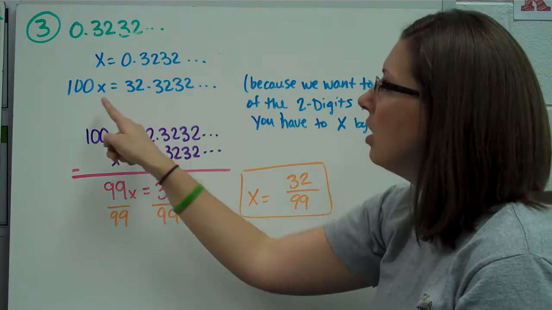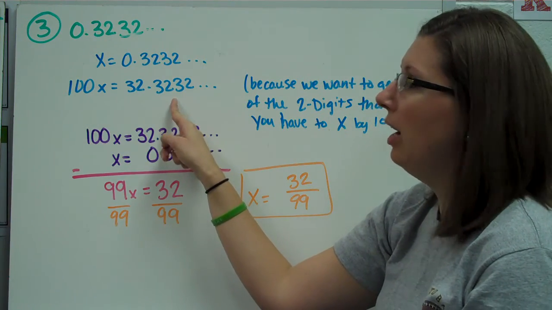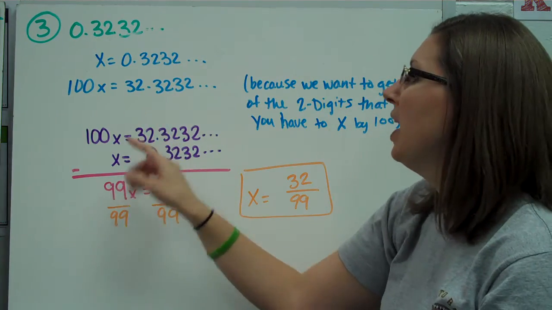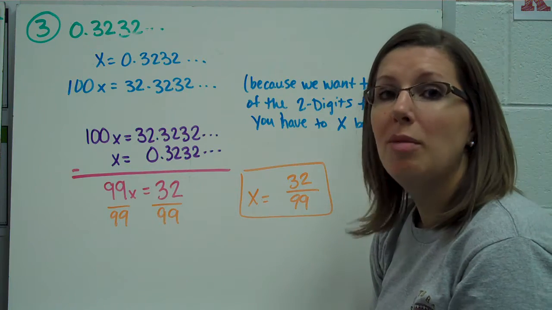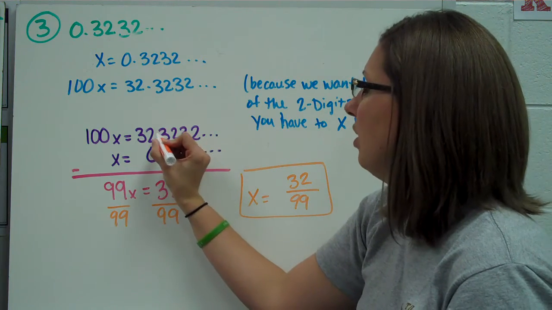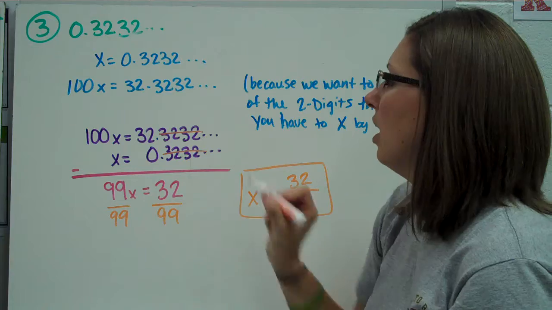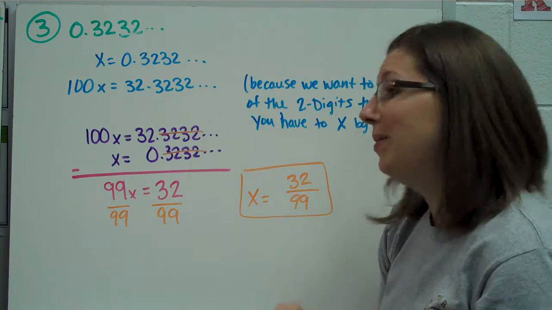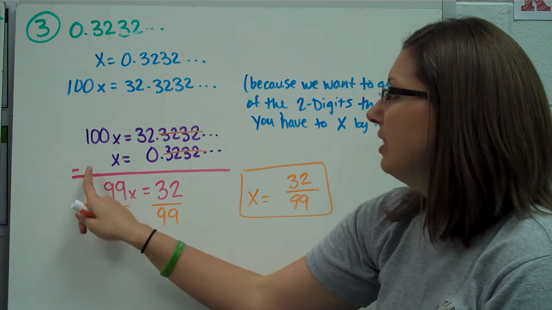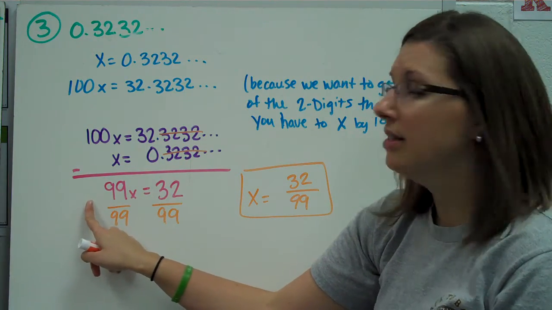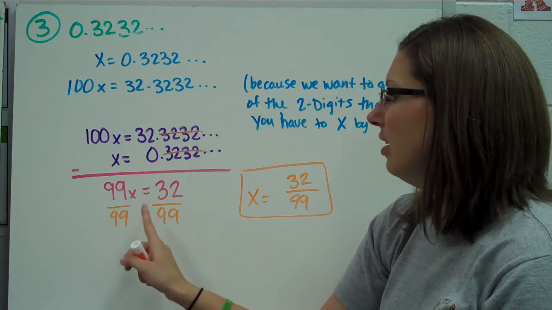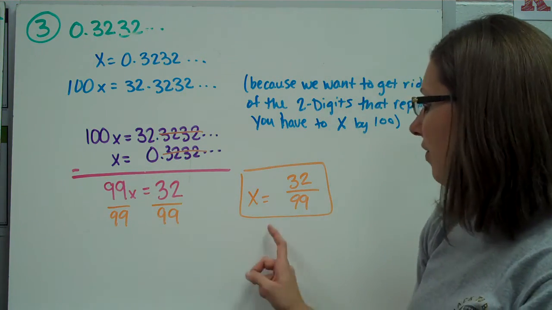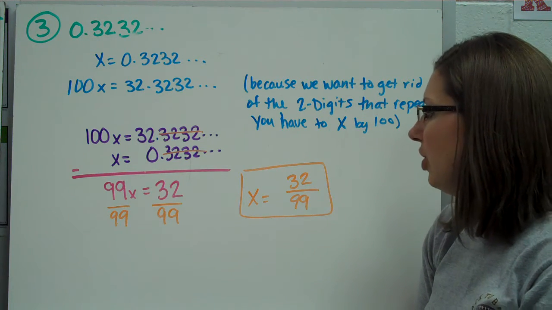So here's my 100x equals 32.323232... I set them up to subtract, just like in the other problems, and look, the repeating part cancels out. That's what we want. So 100x take away x is 99x. 32 take away nothing is just 32. And then I use inverse operations to get x by itself, and I've got my answer, 32 over 99.